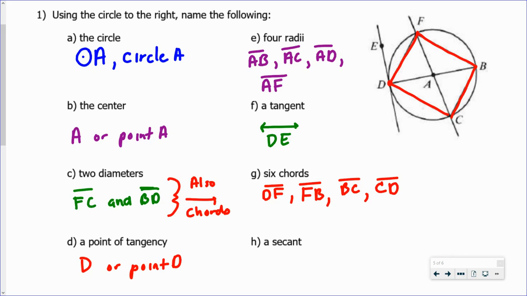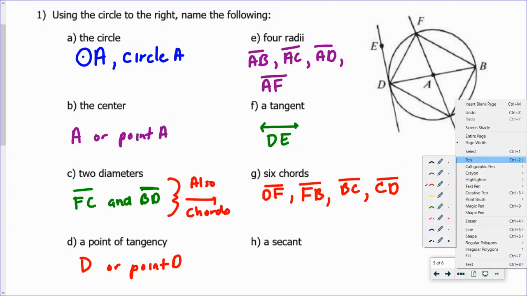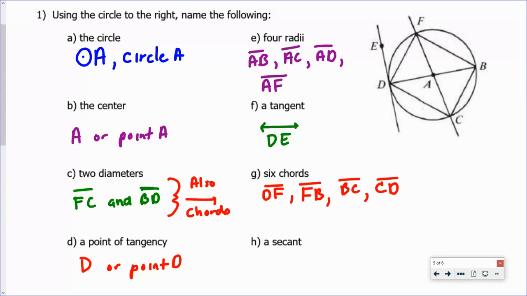And finally, for example number 1, letter H, a secant. So a secant, remember, is defined as a line that intersects a circle at 2 points. And the only figure that meets that description here would be line FC. So line FC would be your secant that's pictured in the diagram.